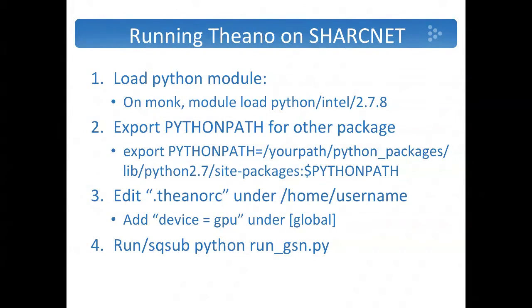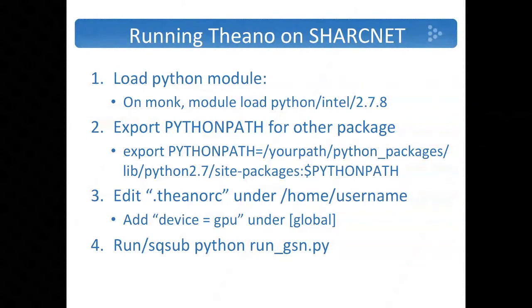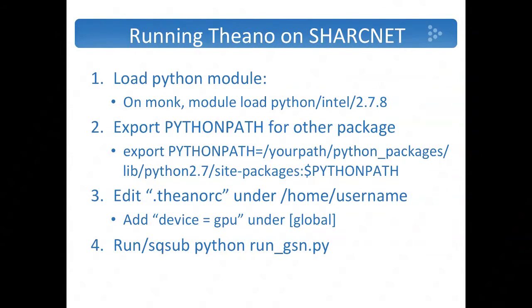You export the path to the system, and the system will find it. After exporting the path, you should edit the Theano configuration file under your home folder and change the device to GPU rather than CPU. You can also specify some other flags you want to use. Running the program is quite simple. You can run it on the development node on Monk, just type python and run your Python script. You can also submit the job to the scheduler to run it on the cluster.